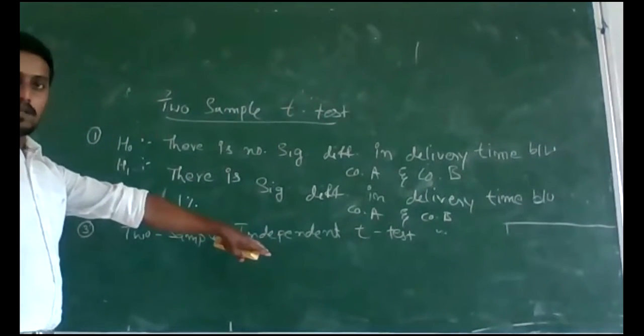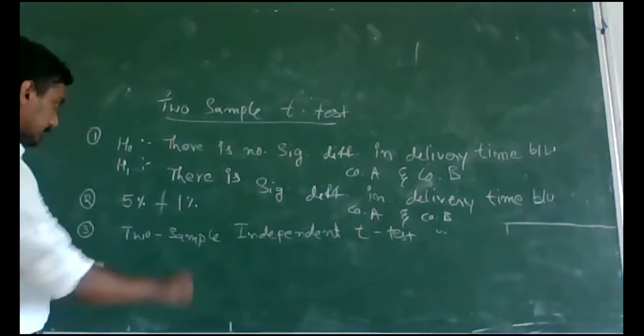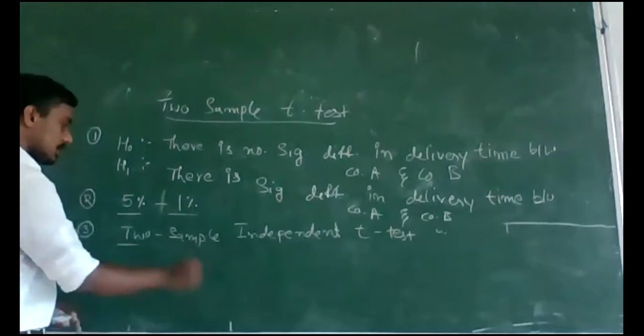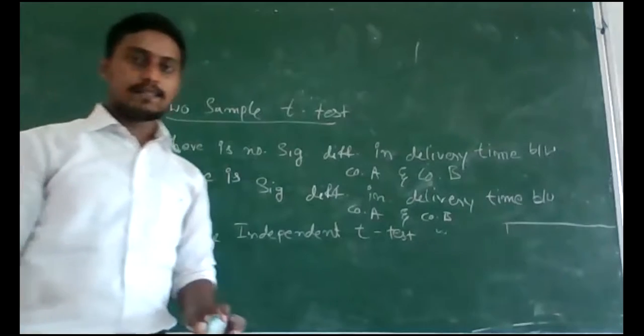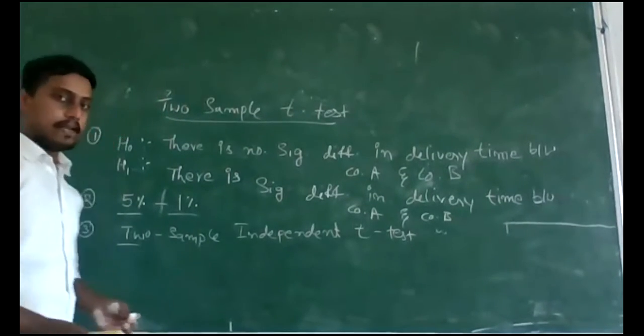So the first step is to state the hypothesis. Second, select the significance level, and third, choose the appropriate statistical tool. Now let's jump into the problem, that is the two sample independent t-test.